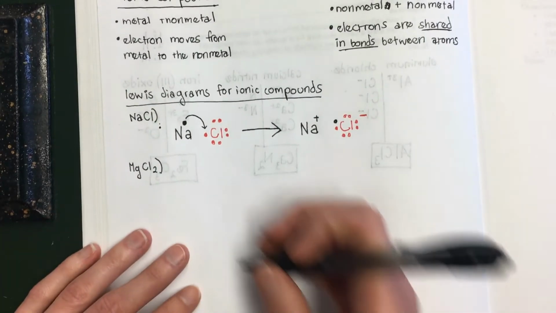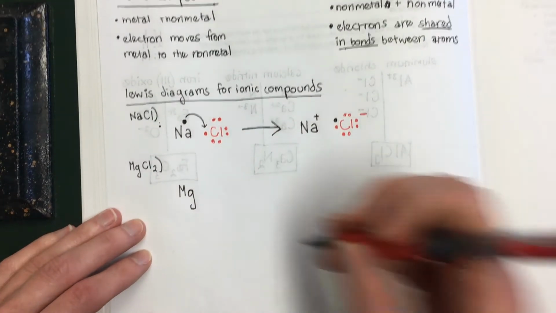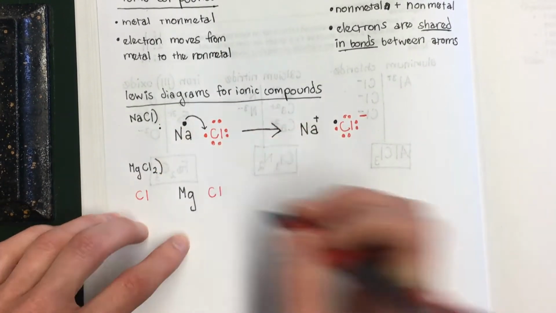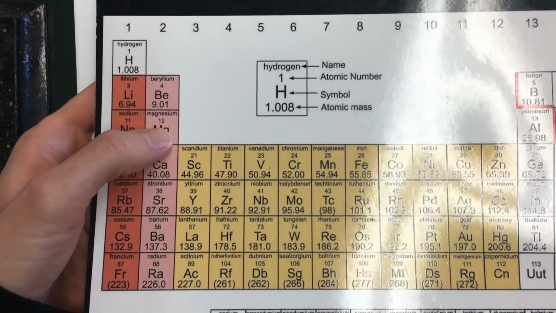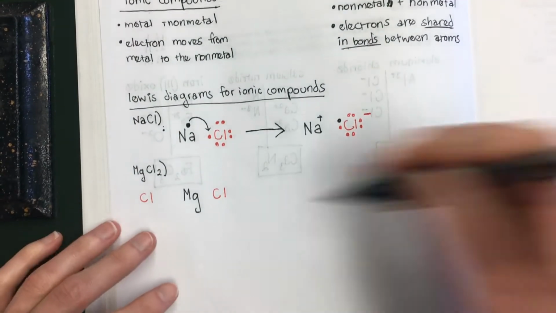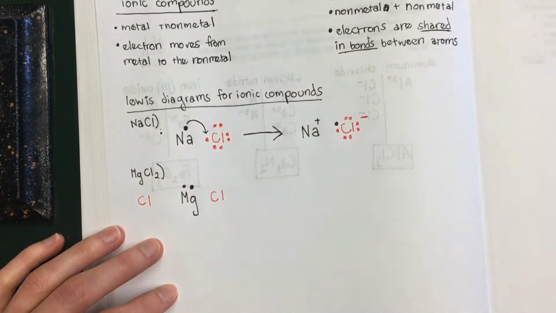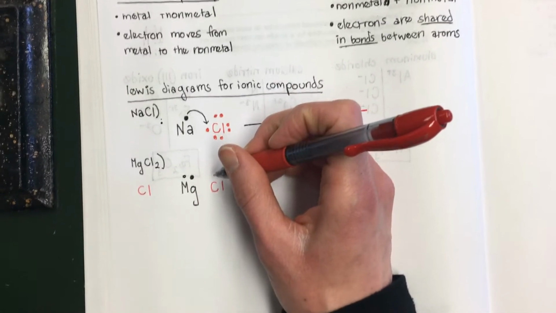So this time, I'm going to have a magnesium, and then I'm going to have 2 chlorines. I'm going to draw them on either side of the magnesium. So if we look at magnesium, it's in this second column, so it's going to have 2 valence electrons. So we'll draw 2 dots. And then we already looked at chlorine. It has 7 valence electrons.